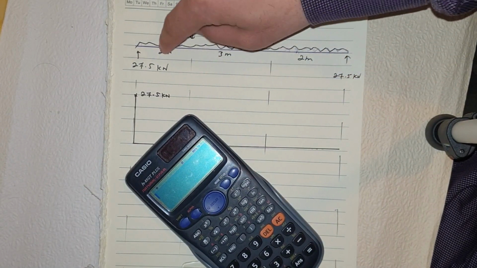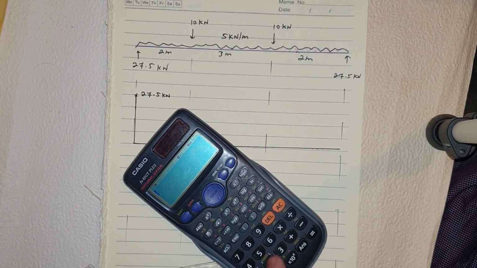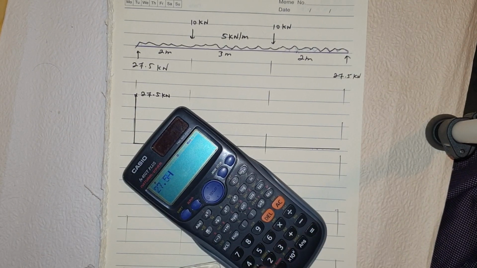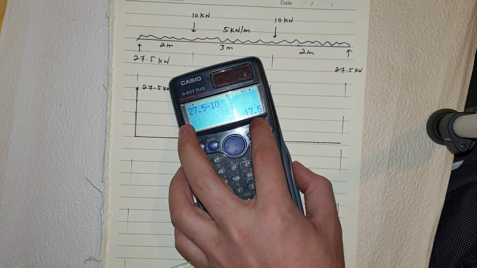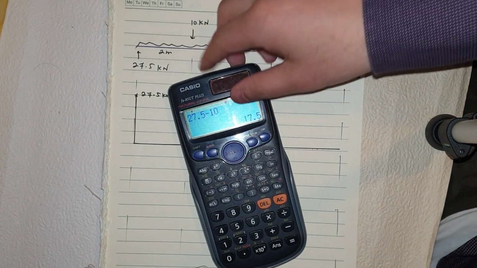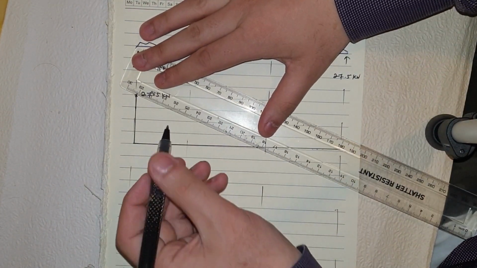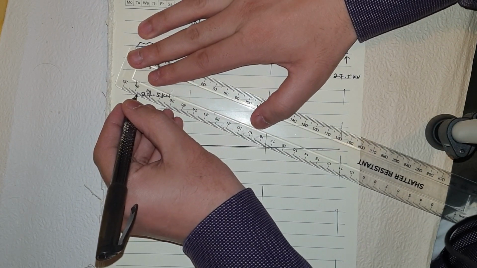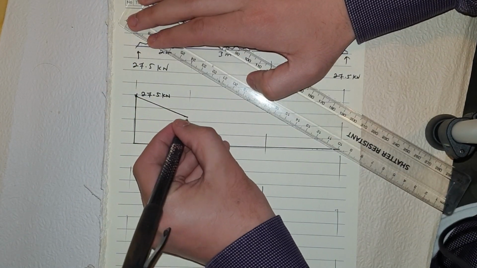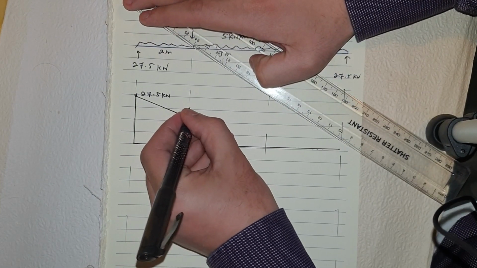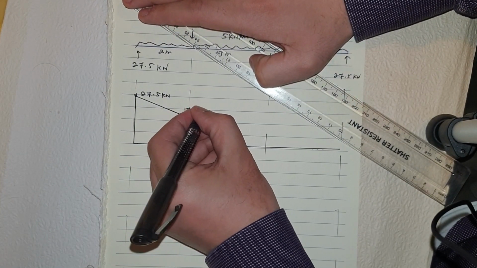So I have 5 times 2 is 10, yeah? So 27.5 minus 10, I have 17.5, which is going downward up to here. So it goes like that. That will be 17.5 kilonewton.